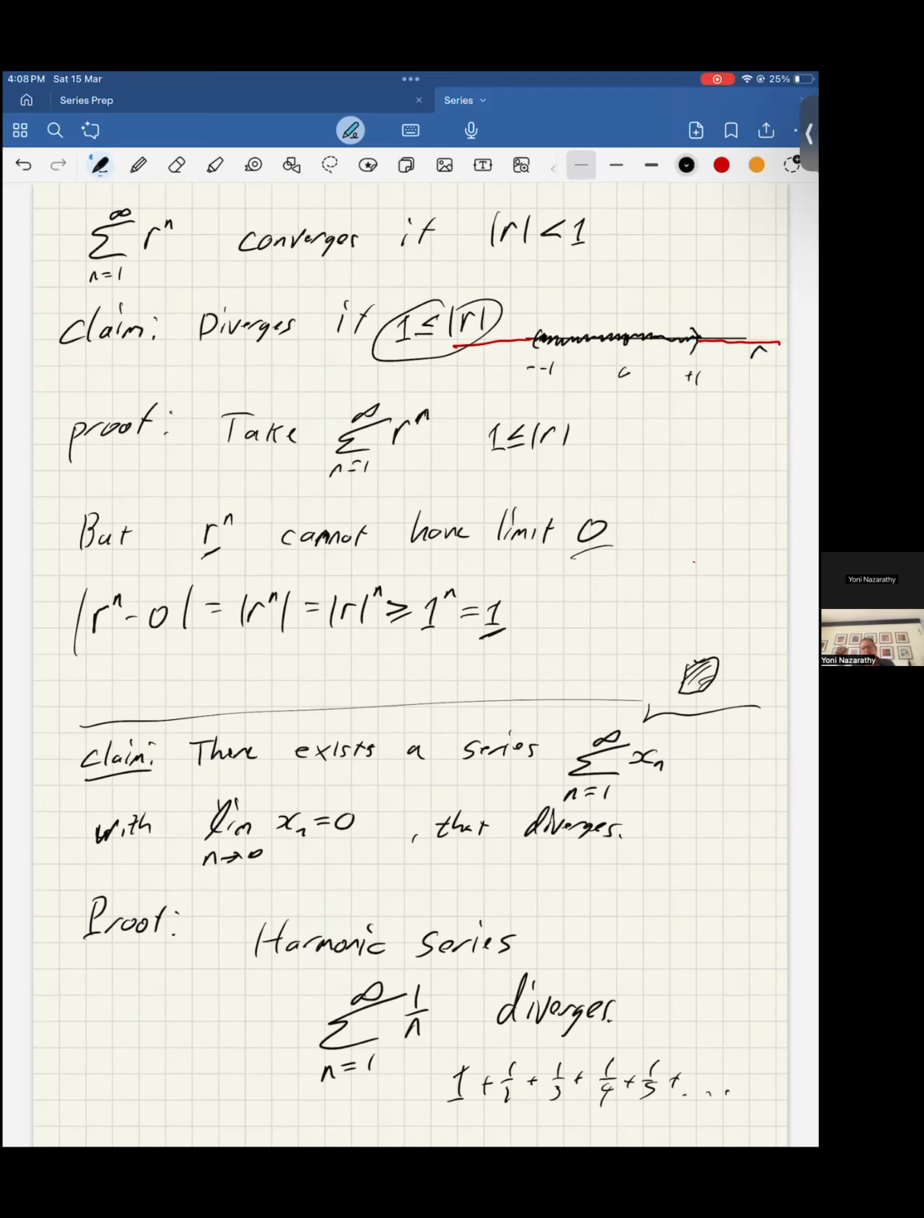So you're adding smaller and smaller things, but those things don't get small so quickly. They don't get as small as these things get small when r is less than 1 in absolute value. They don't get exponentially fast small. You don't have to get exponentially fast small, whatever that means to you, to converge, but this series diverges.